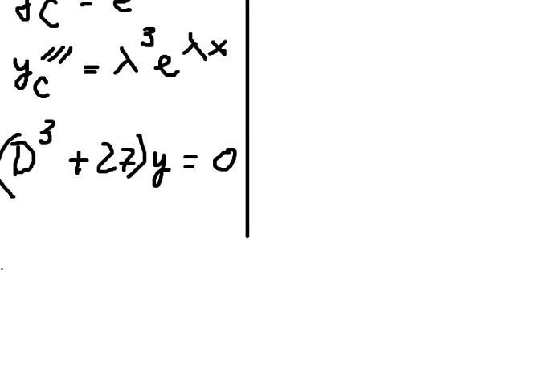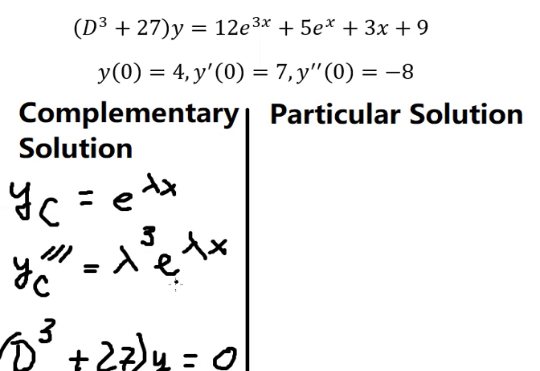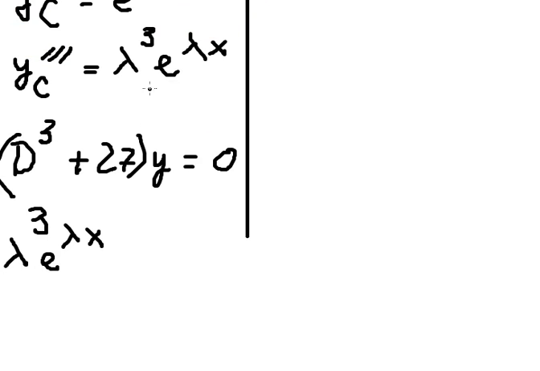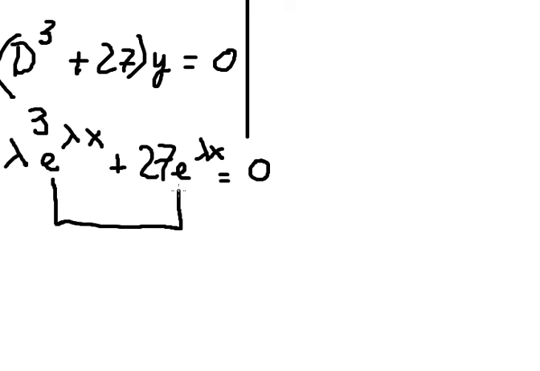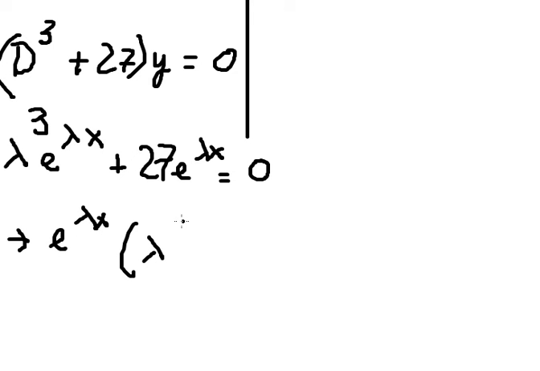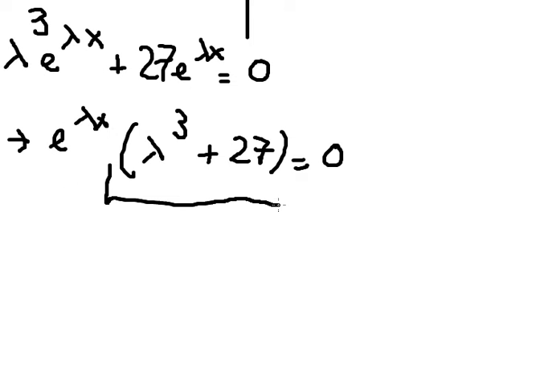So I will substitute this one here, and this one here. So we have lambda to the power of 3 e to the power of lambda s. The next one, this one we put in here, and we have 27 e to the power of lambda s equals 0. This one and this one we can factorize. So you get lambda to the power of 3 plus 27 equals 0. So we just find the solution of this one.